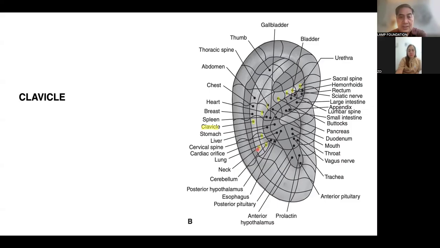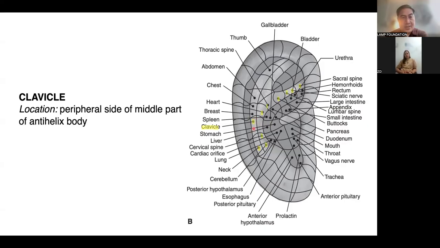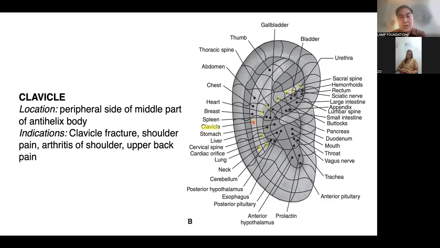Then we go to the clavicle, the collarbone, right? Dito palang collarbone. So the clavicle is located here. So my landmark here would be this one, diba? Crus of the helix. Sa taas ng konti. Okay, clavicle. Peripheral side, middle part of the antihelix body. So it's good for clavicular fracture, shoulder pain, arthritis of the shoulder, upper back pain.